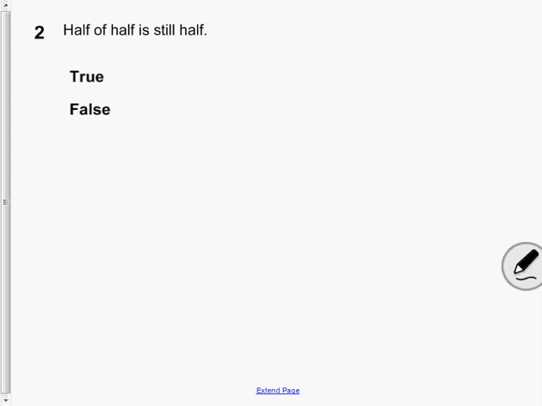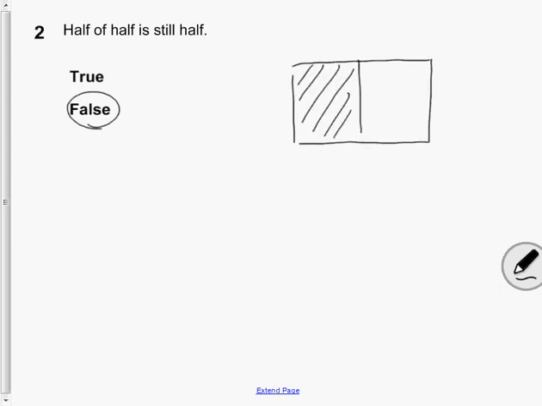The second question, half of half is still half, and that is a false answer. If I was to draw a picture, and I took half of this, that would be 50%. If I took half of that, that's not half anymore. That now is 25%.